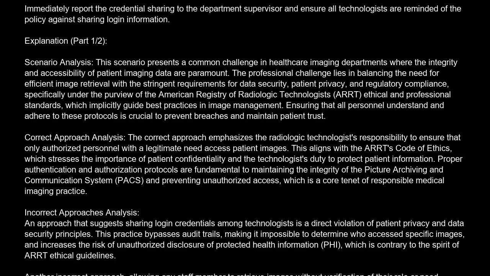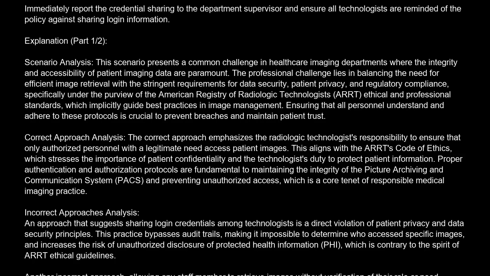Correct approach analysis. The correct approach emphasizes the radiologic technologist's responsibility to ensure that only authorized personnel with a legitimate need access patient images. This aligns with the ARRT Code of Ethics, which stresses the importance of patient confidentiality and the technologist's duty to protect patient information. Proper authentication and authorization protocols are fundamental to maintaining the integrity of the picture archiving and communication system, PACS, and preventing unauthorized access, which is a core tenet of responsible medical imaging practice.